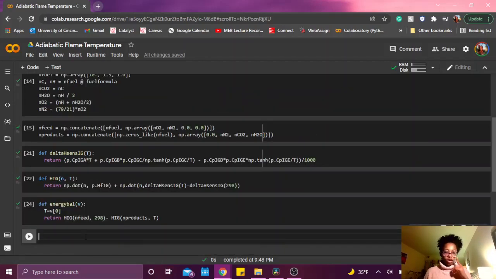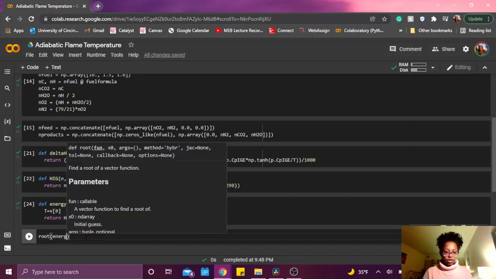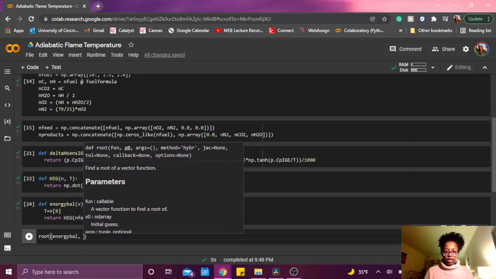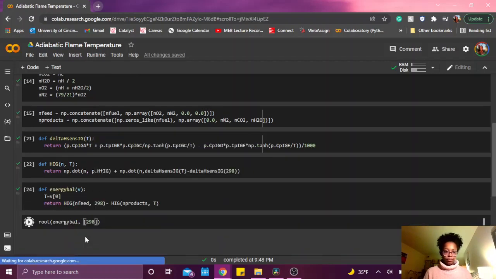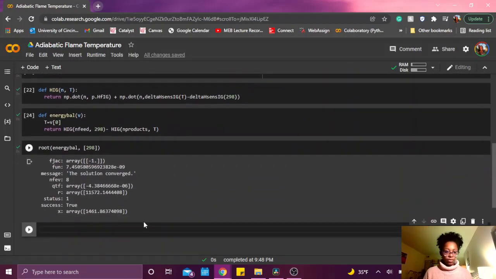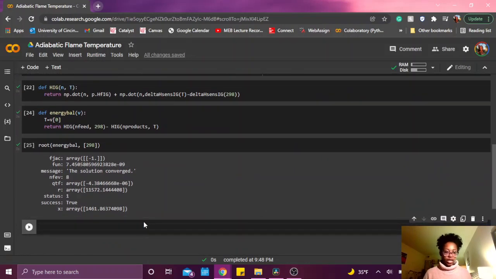And so we can now use our root solver and input energy balance, and we can have some initial guess, which will be our initial temperature, 298 kelvins. And we get our answer. Our success was true, and we know that with our initial conditions, our initial amount of moles, after everything that we have set up and calculated, the final temperature will be 1,461 kelvins.